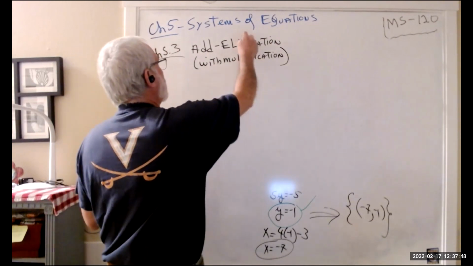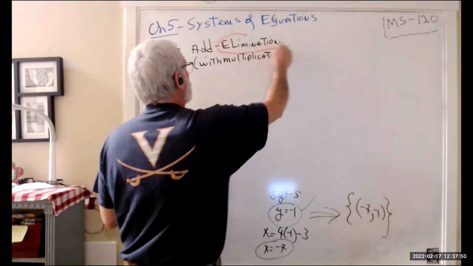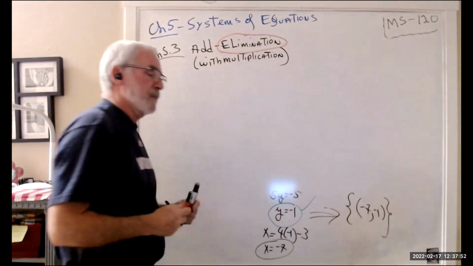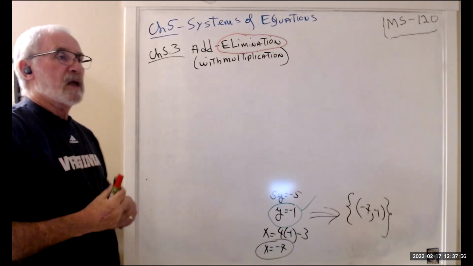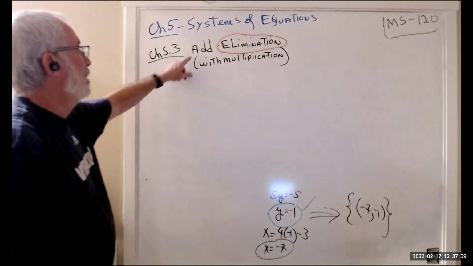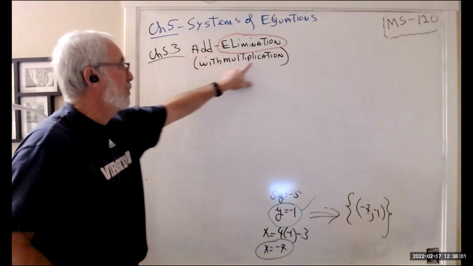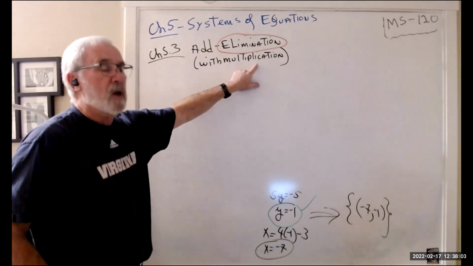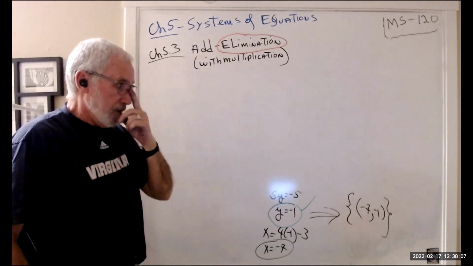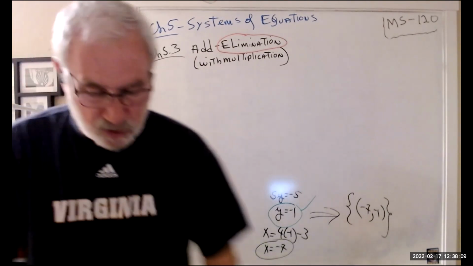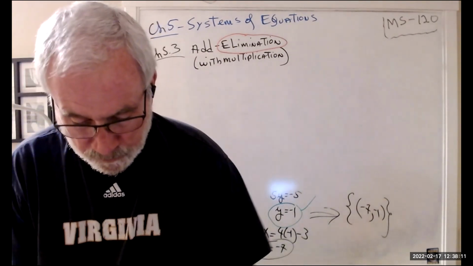Modern textbooks just call this the elimination method. But if you go back 10, 15 years, it's called the addition elimination method with multiplication. That's the full name. Why? Because it uses all of those. Okay. You have to.